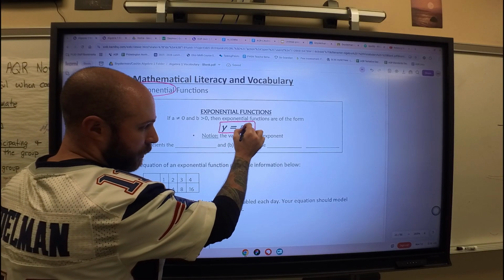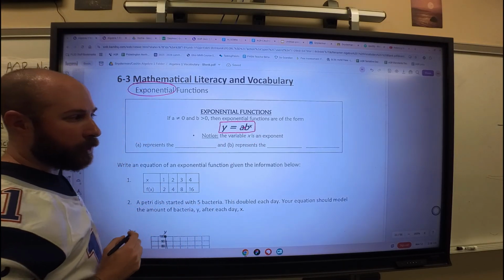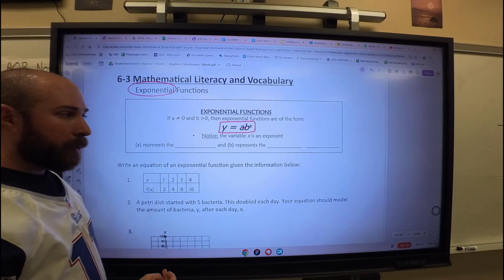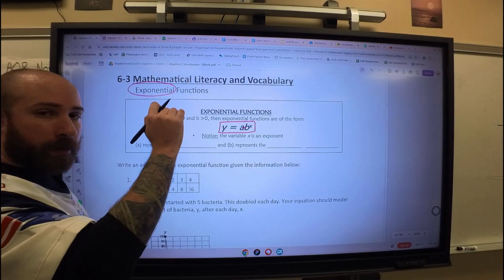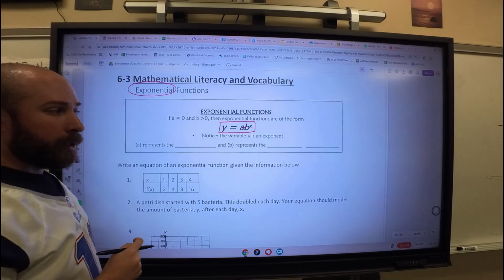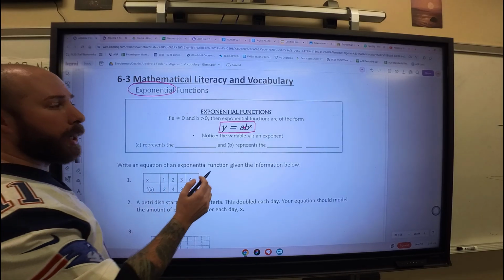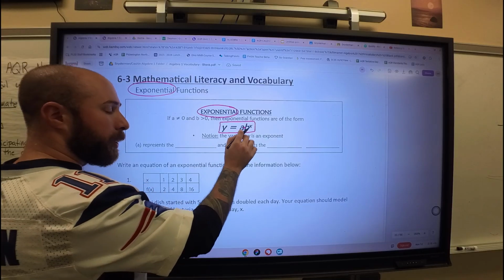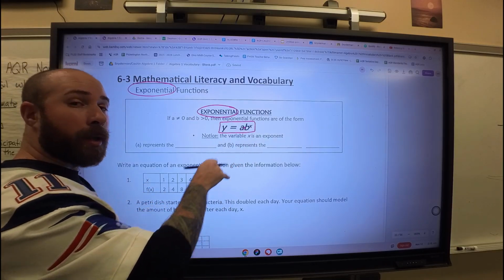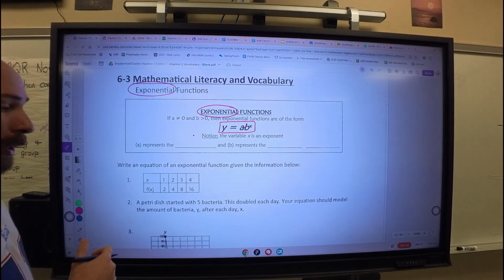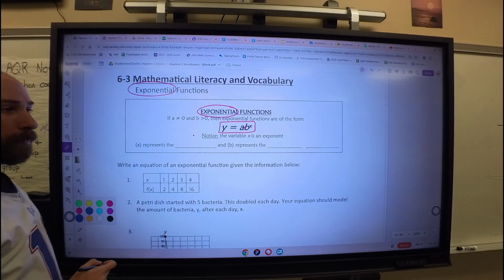Now please understand that there is multiplication happening between that value of a and that value of b, and only the value of b is being raised to the exponent of x. Okay? This is why it's called exponential, because we have the variable as the exponent. So let's talk about the difference between what a represents and what b represents.